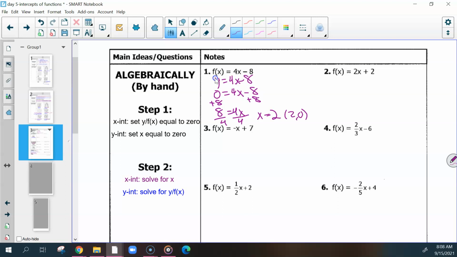So add 8, divide by 4, x should equal 2. And then you can do the same thing for your y-intercept, except now it's going to be in reverse. We're looking for a y-intercept, we need to set x to be 0. What's nice about these is that if it's in this format and you set x to be 0, well, this is going to become 0. And then I can just solve this.